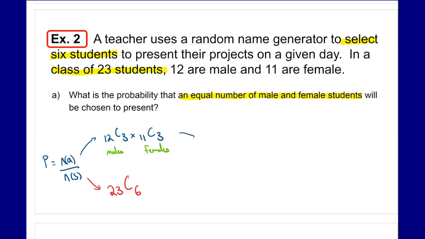We can now bring it back together and combine these two parts. We do have to find the probability. So we end up with 36,300 divided by the total number of possible outcomes, which is 100,947, which works out to roughly 36%. So there's a 36% chance that an equal number of male and female students will be chosen.